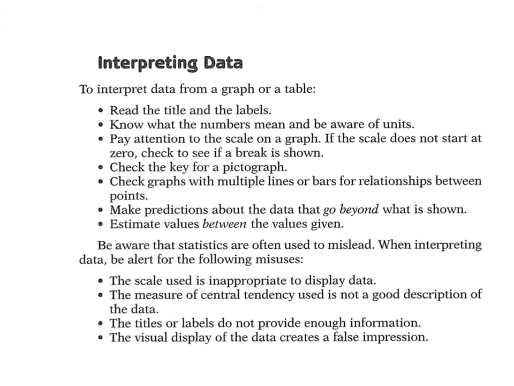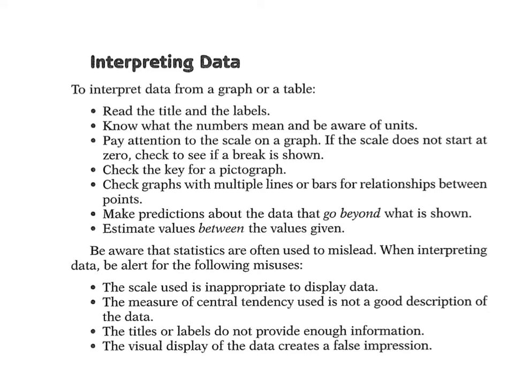When we interpret data from a graph or a table, we want to read the title and the labels. We want to know what the numbers mean and be aware of units. We pay attention to the scale on the graph. If the scale does not start at 0, we check to see if a break is shown. We check the key for pictograph. We check graphs with multiple lines or bars for relationships between points. We make predictions about this data that go beyond what is shown, and we estimate values between the values given.